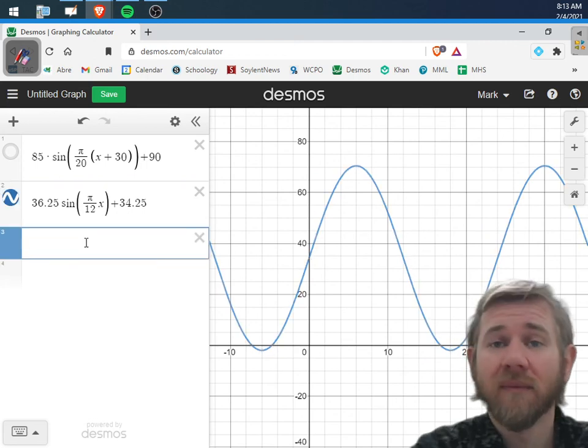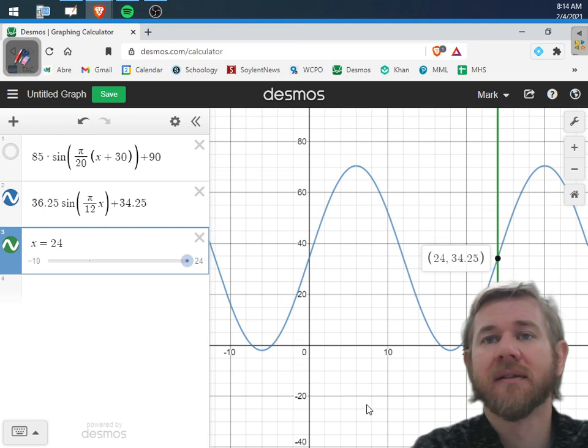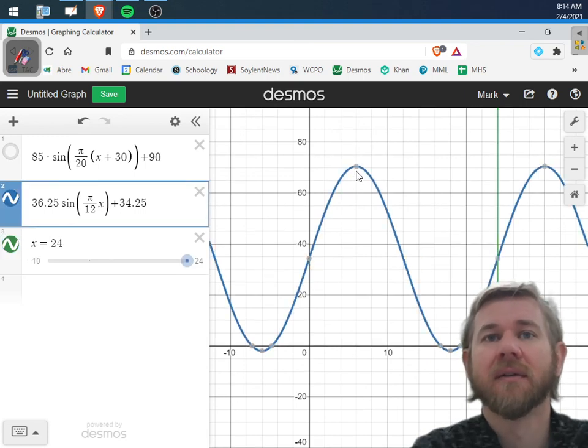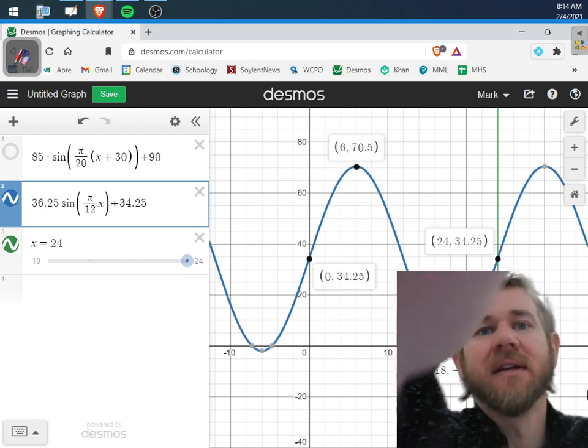If you want, you can even make yourself a little equation. Say x equals 24. Hey, look, there it is. That's where it gets all the way around. Okay, so you can see these points. Boom. That's one cycle, 0 to 24.